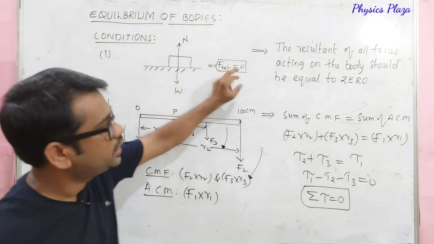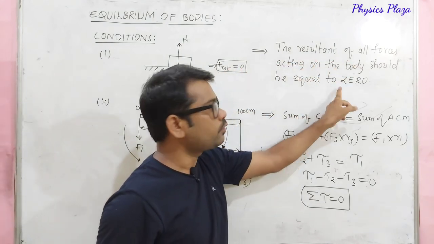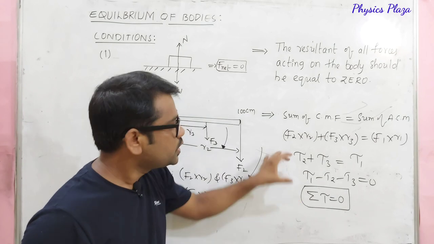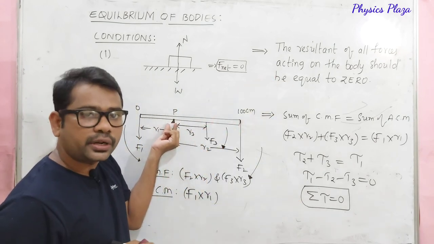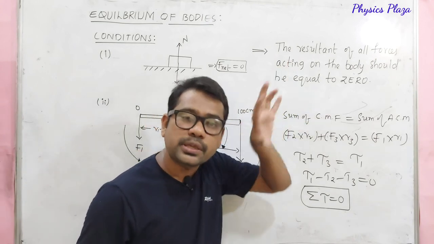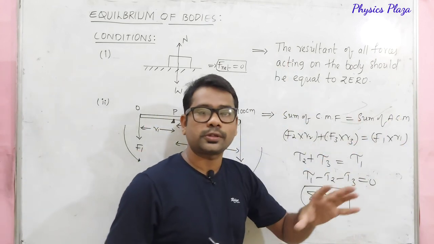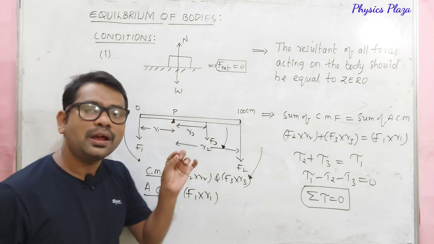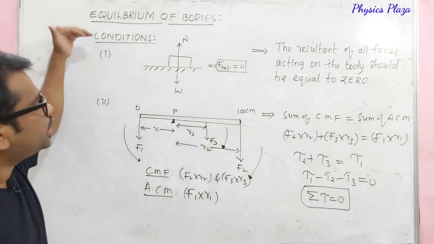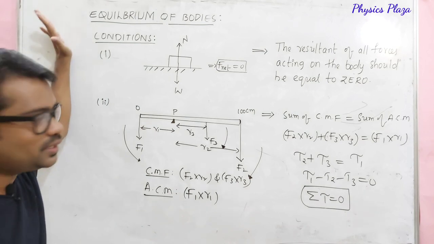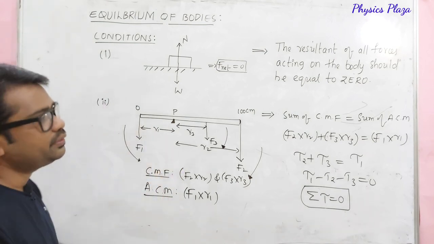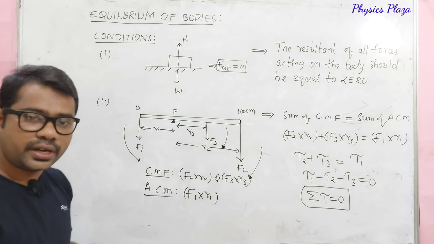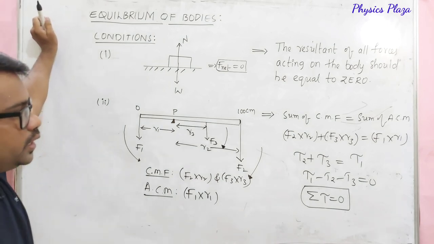So what is the first condition, dear children? The resultant of all forces acting on the body should be equal to 0. That is the first condition to be in equilibrium. Whereas what is the second condition, dear children? About this point of rotation, the sum of the clockwise moments of force must be equal to the sum of the anti-clockwise moments of force, or else the algebraic sum of the moments of all the forces about this point of rotation must be 0. So these are the two conditions for equilibrium. Okay, dear children, just copy it. In examinations this is a direct question. They will ask us to write the conditions for equilibrium.